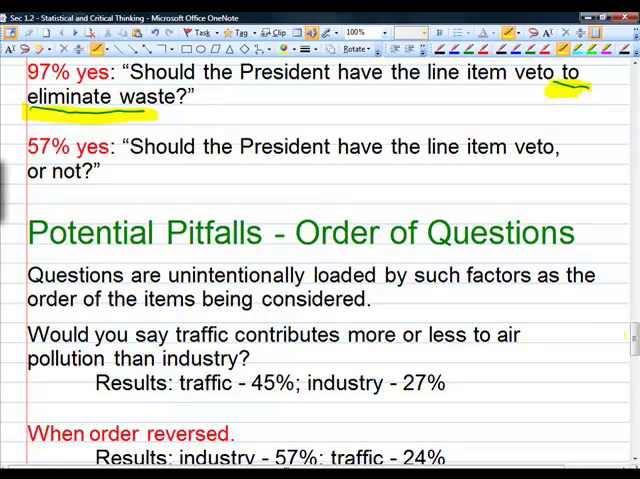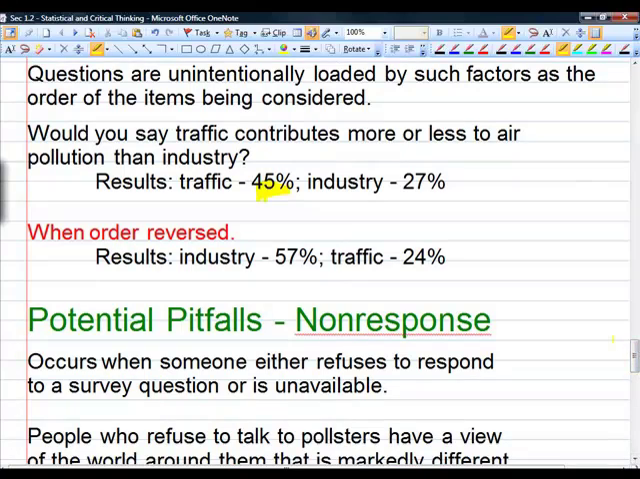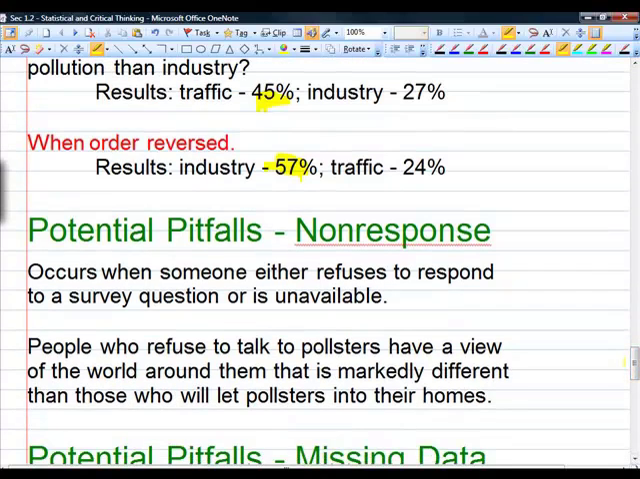When asked this question, would you say traffic contributes more or less to air pollution than industry? Traffic was worded first, it got the highest response. Now, when we reversed the order between traffic and industry, and we were asked, would you say industry contributes more or less to air pollution than traffic? Well, then industry took the big hit. Whatever was listed first, that's what got the largest hit. I'm not offering a reason as to why, it just is an observation that happens.